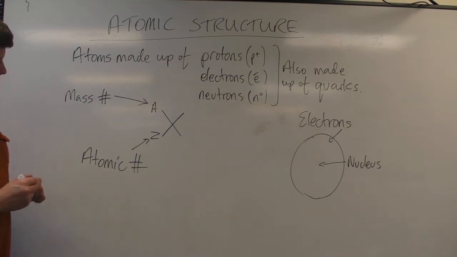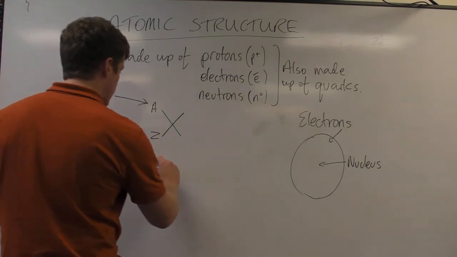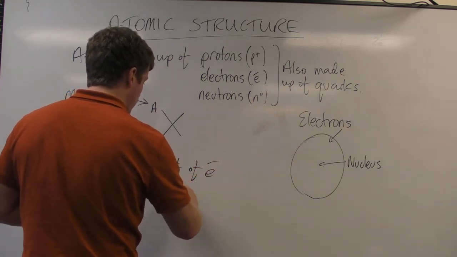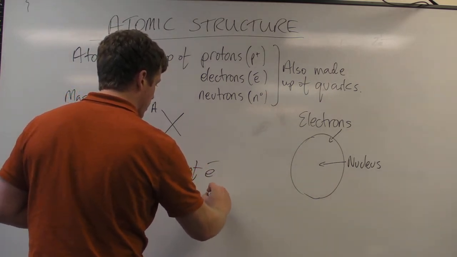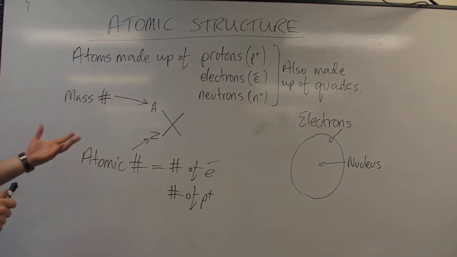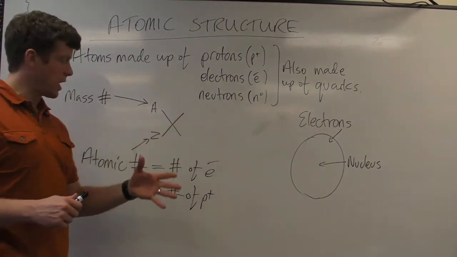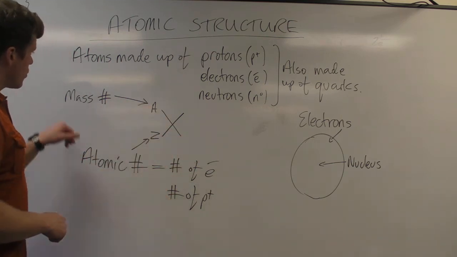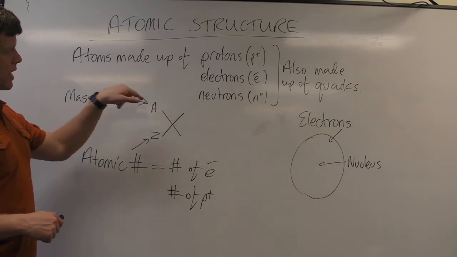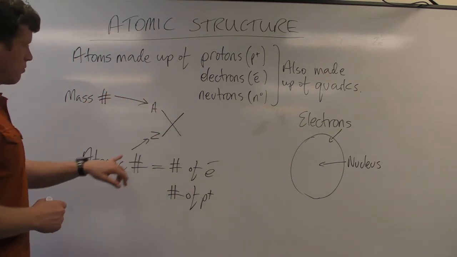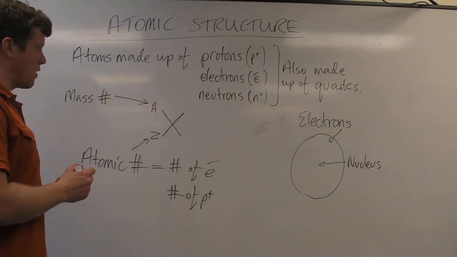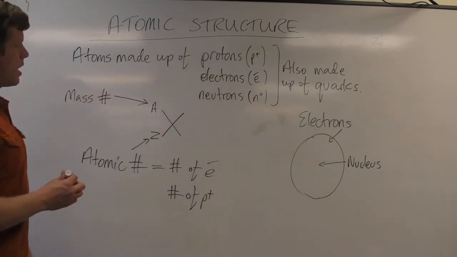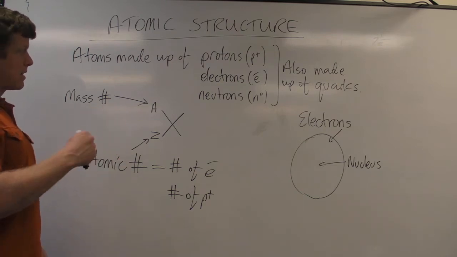So the atomic number represents the number of electrons and the number of protons. Say for example if the atomic number was 5, that would represent 5 electrons and 5 protons. The mass number represents the number of protons added to the number of neutrons. So if we go with this example of an atomic number of 5, that means there's 5 protons, and then the number of neutrons is added to that to get the mass number.